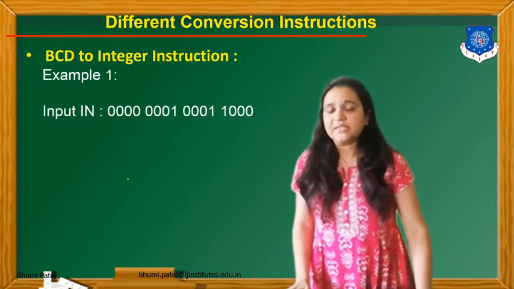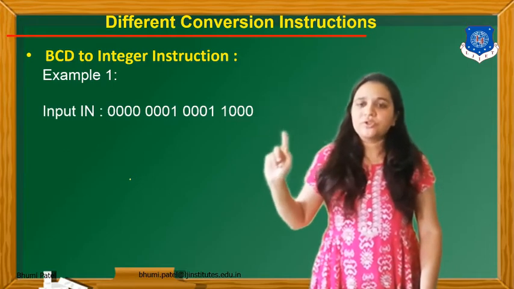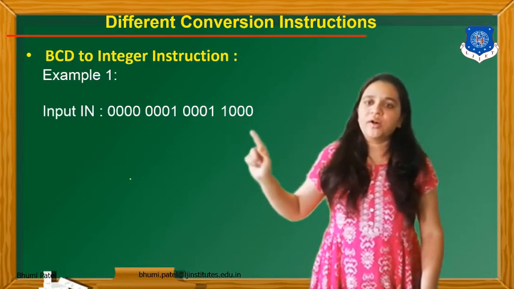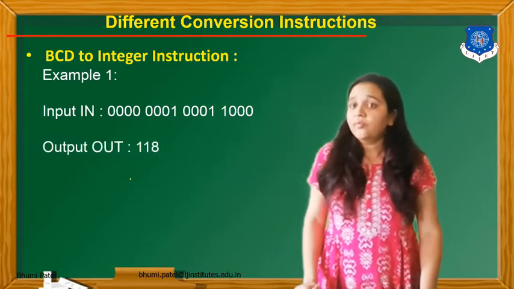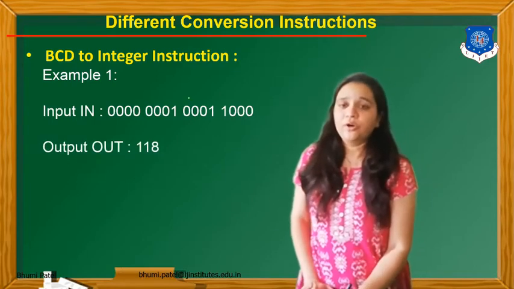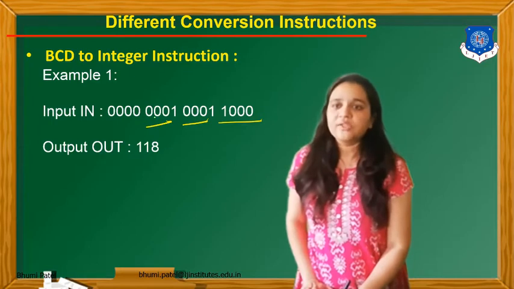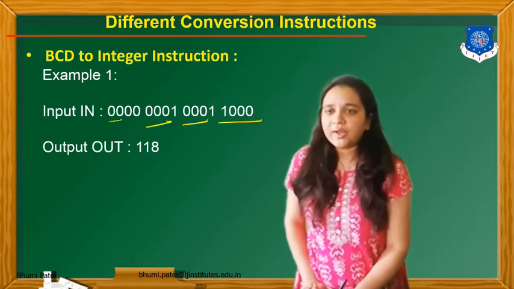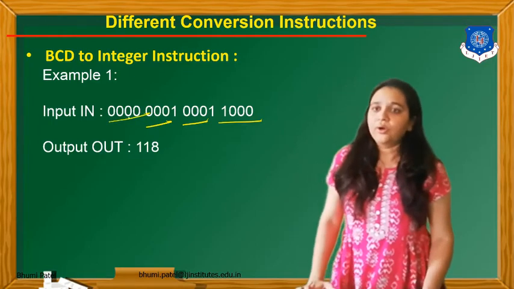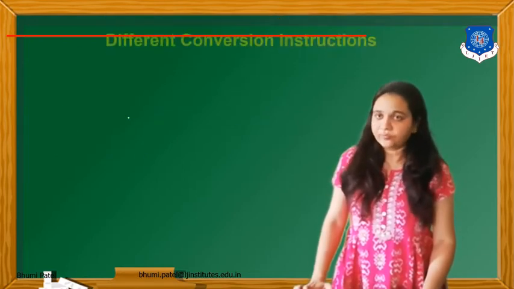the input BCD number is given as 0000, 0001, 0001 and 1000. We get the output 118 because the conversion of 1000 is 8, 0001 is 1, 0001 is 1, and 0000 is 0. So this is the example of the BCD to integer instruction.